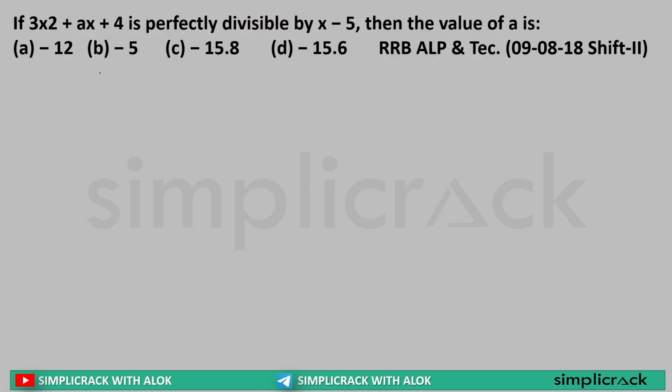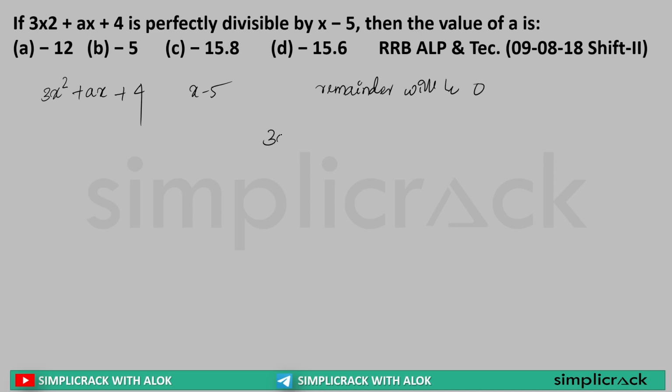Next. 3x square plus ax plus 4 is perfectly divisible by x minus 5. Okay, if something is perfectly divisible by something, this means what? The remainder will be 0. What will be 0? Remainder will be 0.